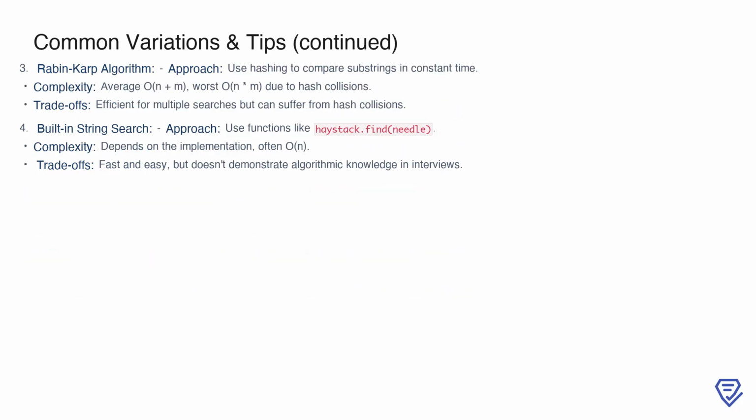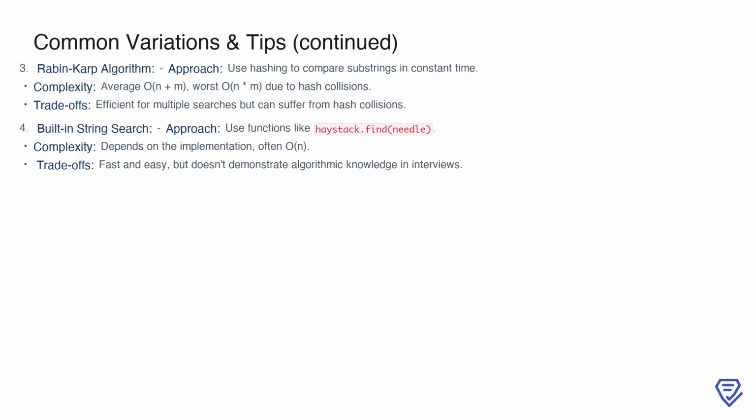Finally, let's examine two more approaches that often come up in this context. The Rabin-Karp algorithm uses hashing to compare substrings efficiently, with an average time complexity of O(n+m). However, in the worst case, it can degrade to O(n*m) due to hash collisions, so it's essential to include a secondary verification step. This method is particularly useful when performing multiple pattern searches within the same string.